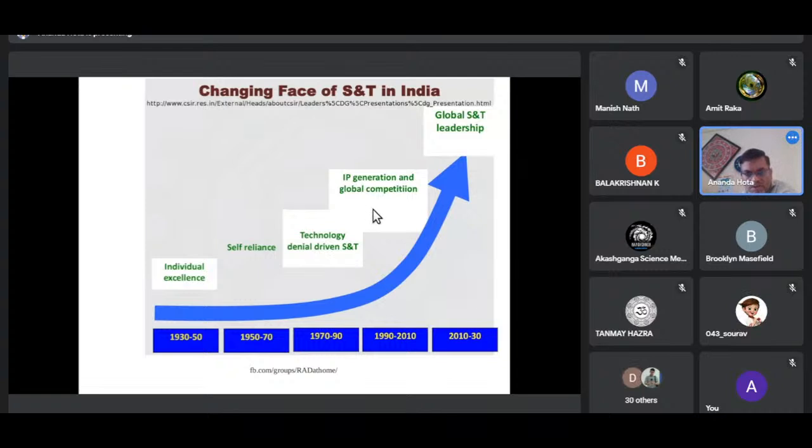Then a phase came, turmeric, neem, haldi, etc., that we have to fight, that these things we knew. The Western world cannot claim that they are rediscovering it and have a patent on it. So we have to fight on that.